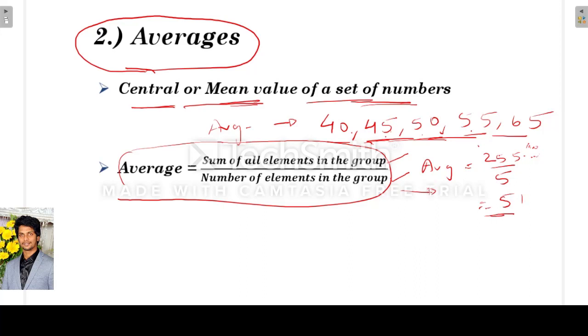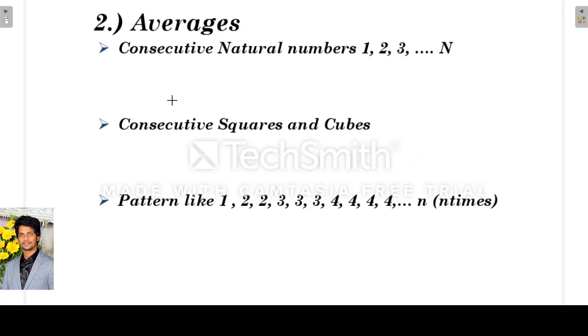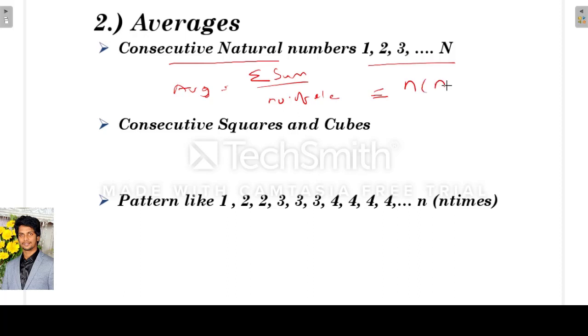A few important formulas which you need to remember. For consecutive natural numbers, the average is equal to the sum of elements by the number of elements in the group. Let's say there are n natural numbers. You know the formula for the sum: n into n plus 1 by 2, divided by the number of elements, n. So n and n cancel out. The average of n consecutive natural numbers is n plus 1 by 2.